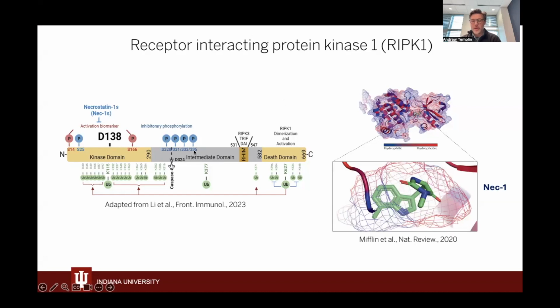However, there are other domains in this protein, including the RIM domain and death domain, that are involved in scaffolding functions of RIPK1. And these are important for RIPK1 dimerization and activation, and also interaction with other molecules, including RIPK3. There are some small molecule RIPK1 kinase inhibitors that have been characterized. The most well-known is NEC1, and we've used a different one called SCM679 that I'll talk a little bit about later.